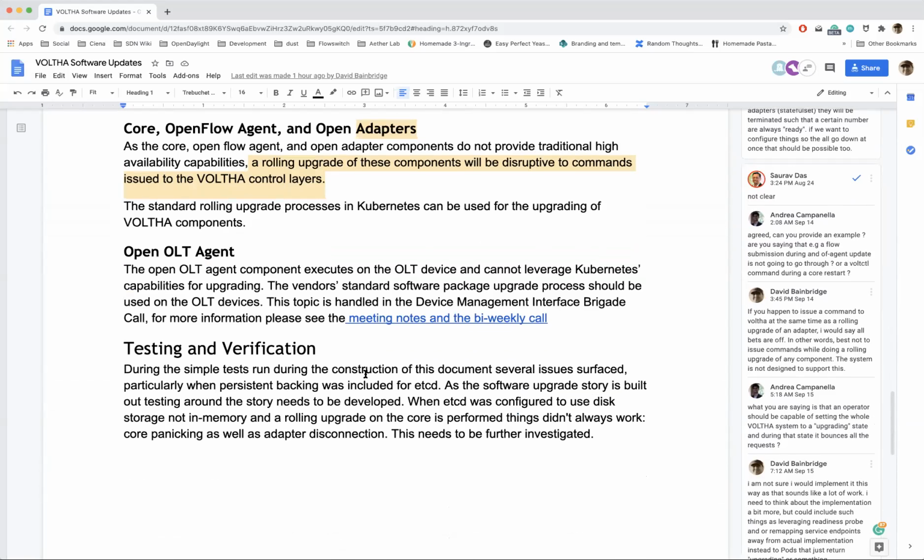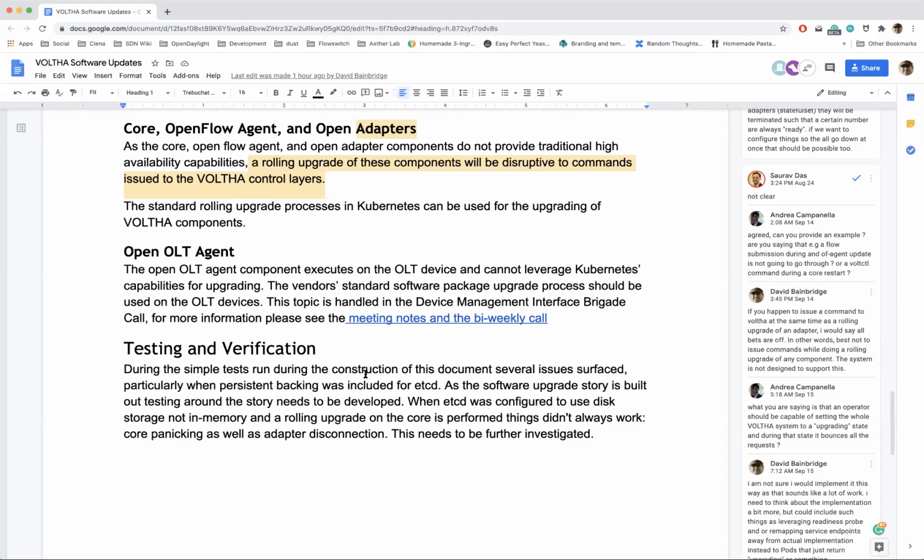vOLTHA itself does not do standard high availability, or what I mean by that is we don't typically have a single service with multiple pods backing it, or any other HA implementation. It's kind of a fast failover mentality. So what we'll see on these components, the core, the OpenFlow agent, and the adapters, is when they are upgraded, any commands that are meant to go to them may be disrupted, may fail. So that's something to be aware of.